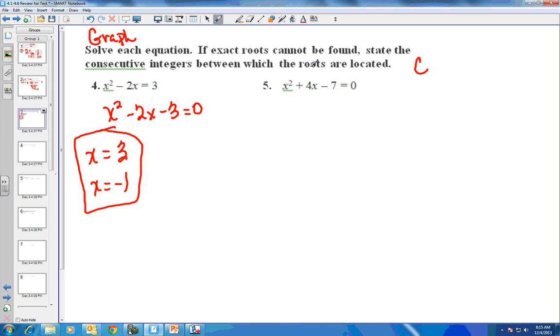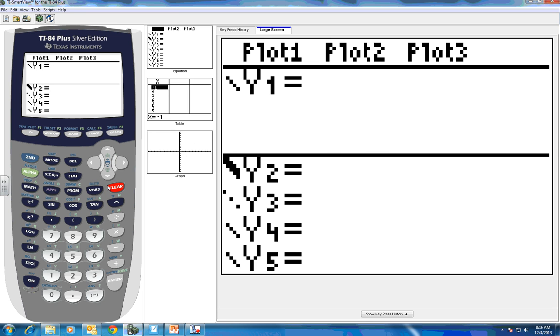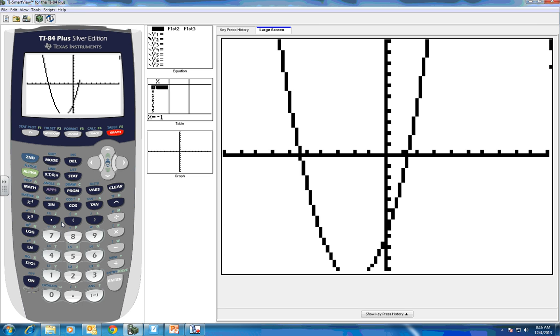Okay, let's do number 5. Number 5 isn't going to be at nice, neat points. So let's see what it looks like. So y equals, clear that out, x squared plus 4x minus 7. Graph. All right, so we have to go through these calculator steps in order to find this point and this point.